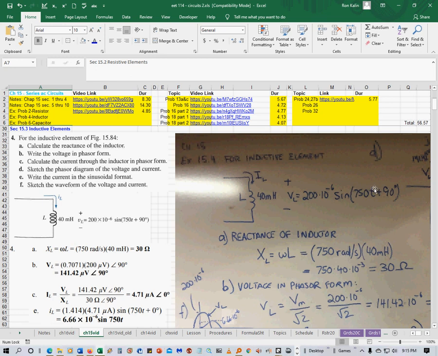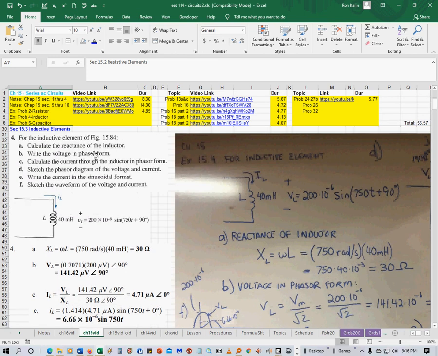EET 114, Chapter 15 Series AC Circuits, Example Problem 4. It's an inductive element. For the inductive element shown here below, calculate the reactance of the inductor. So the reactance of any inductor is omega times L. Omega is given to you right here at 750, and then the inductance is 40 millihenries. So 750 radians per second times 40 millihenries is equal to 30 ohms. As you can see, I did it over here on the board.